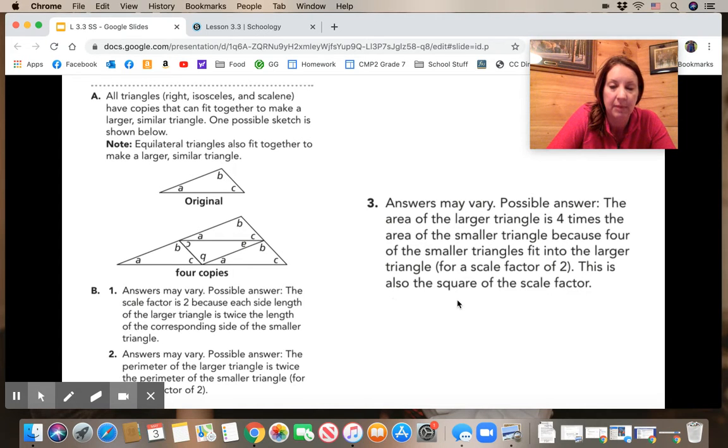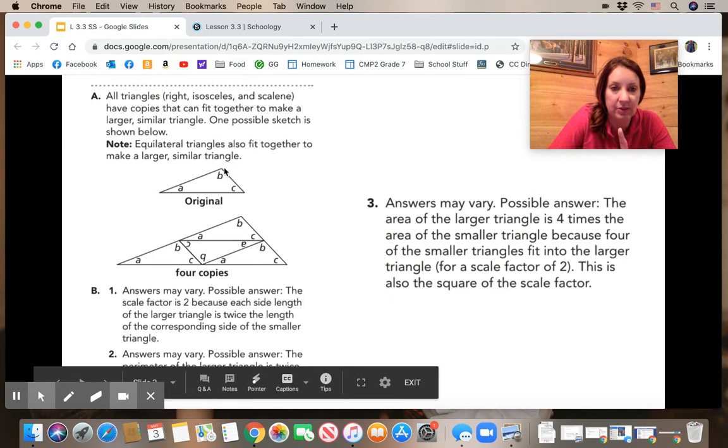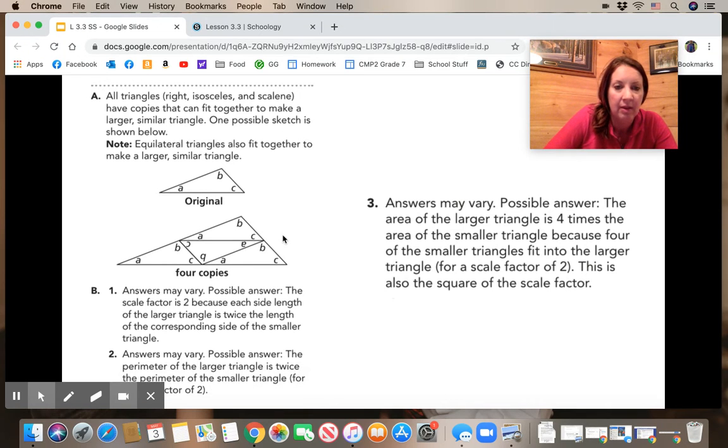And I think maybe after doing that work, you would have made that guess that equilateral triangles work as well. For question B1, the trick with the triangles is that one of them does have to be upside down in the middle there. B1 said answers may vary.